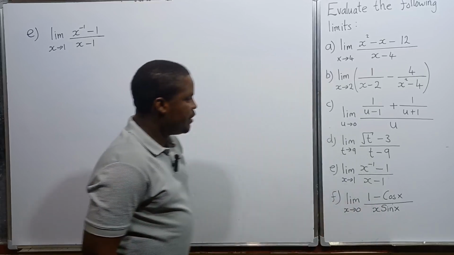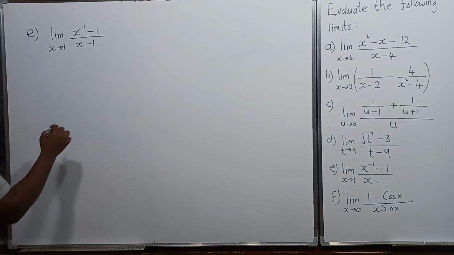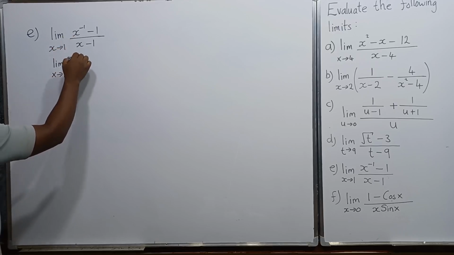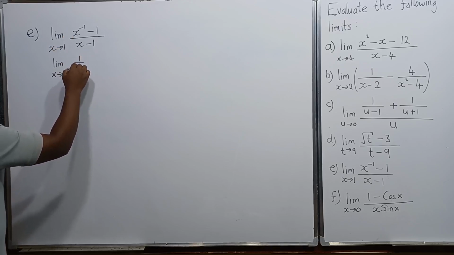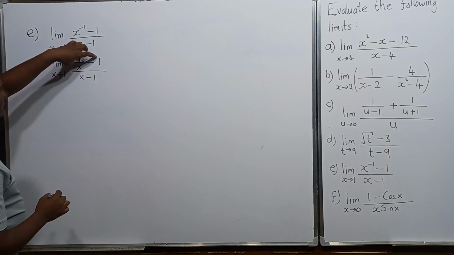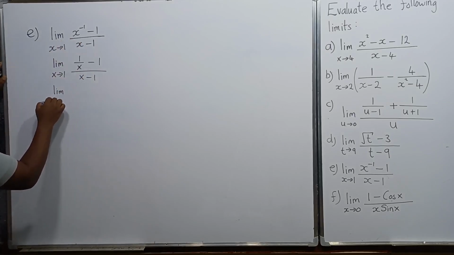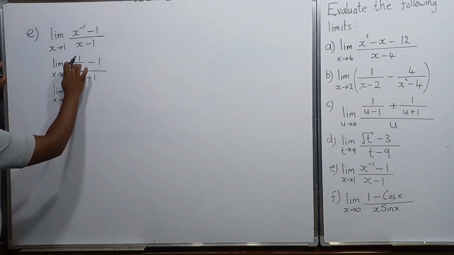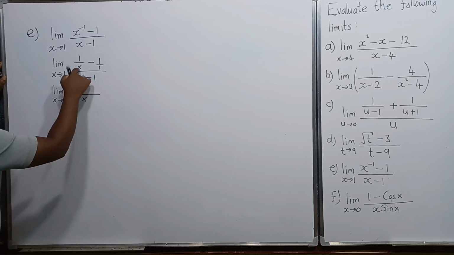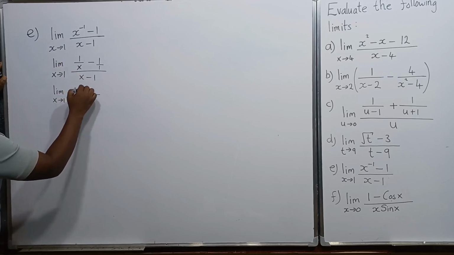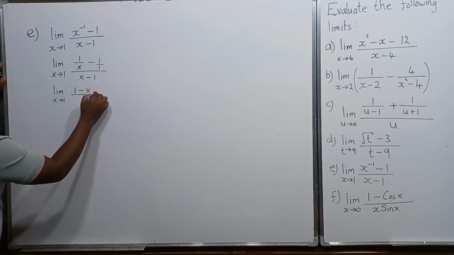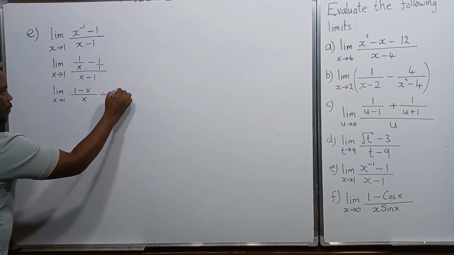Okay, so let's do question E now. So for this question E, this is what we'll do. Let's rewrite it this way. X to the power negative 1 is as good as 1 over x, like this, minus 1. Now all this is divided by x minus 1. So let's just consider the numerator first. That is the limit as x approaches 1. So the numerator, which is 1 over x minus 1, the LCM for this particular numerator only is x. So x goes into x once, times 1, that is 1, minus 1 into x is x, times 1, that is x. Now remember, there's this denominator, which we can write as this, like that.